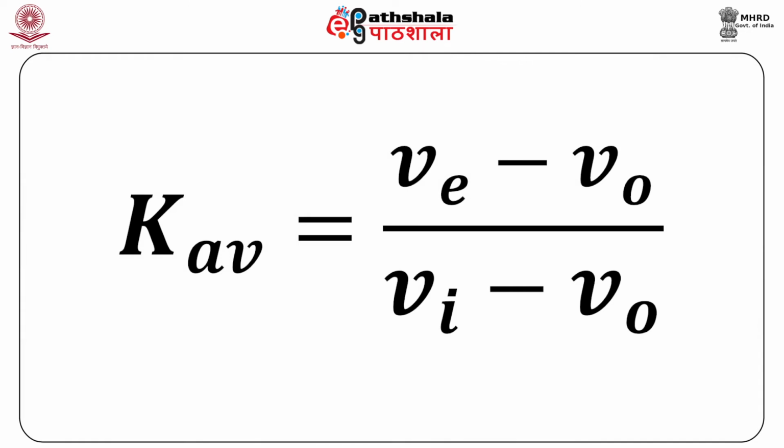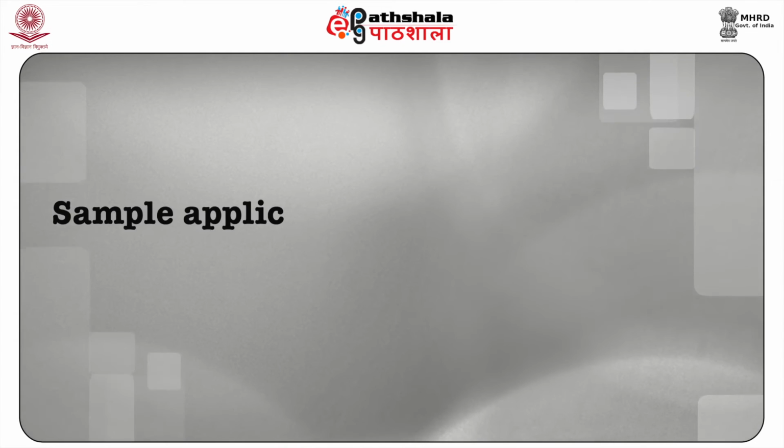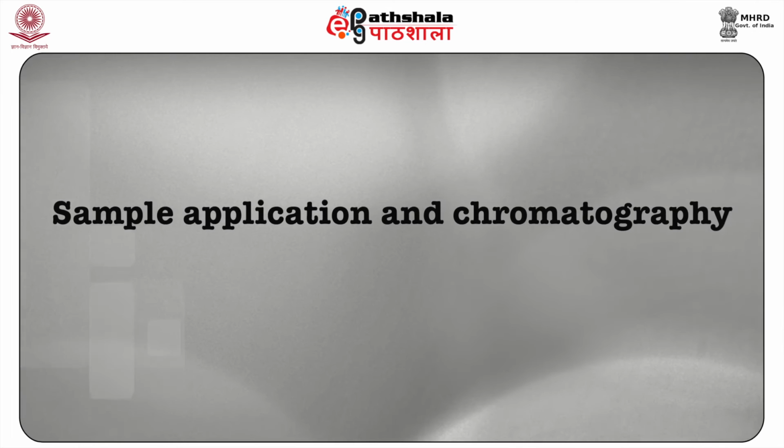Thus, KAV, which is the available part of the resin, can be calculated by the formula VE minus V0 divided by Vt minus V0. In order to separate two solutes satisfactorily, their values of KAV must be significantly different from each other. Now students, let us discuss sample application in chromatography. Three properties that must be considered with regard to sample application are size, viscosity and ionic strength.